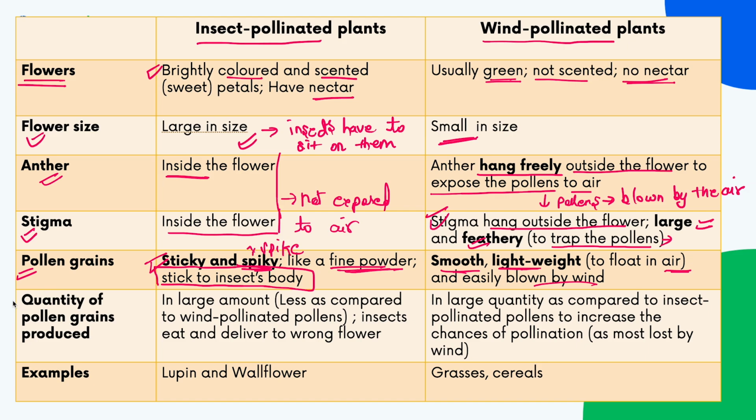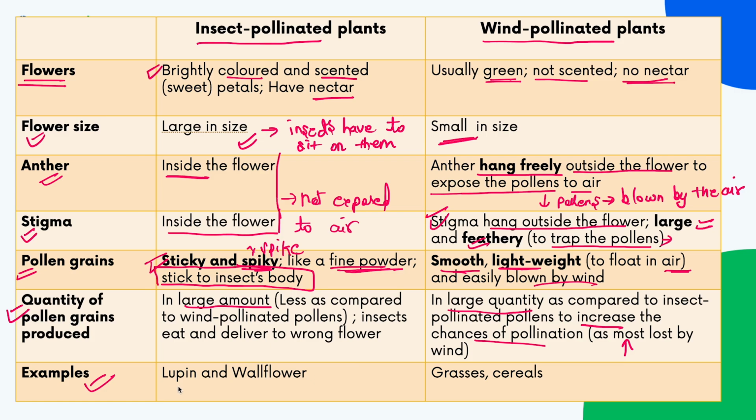Next is, what is the difference in the quantity of pollen grains produced in these two plants? Both the plants produce a large amount of pollen grains. But if we compare these two, wind pollinated plants produce more pollen grains as compared to insect pollinated plants, because the chances of loss or damage of pollen grains in wind pollinated plants is more, because they are carried by wind and wind can blow anywhere. So to increase the chances of pollination, pollen grains are produced in large amounts in wind pollinated plants.